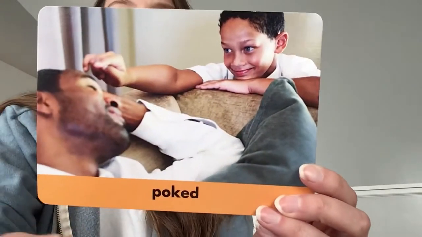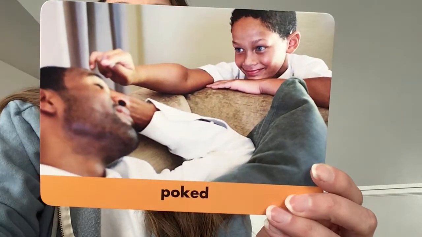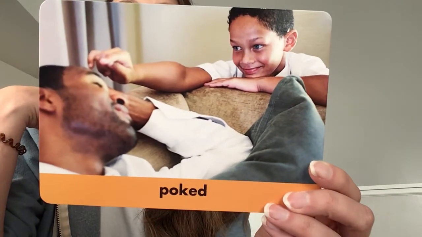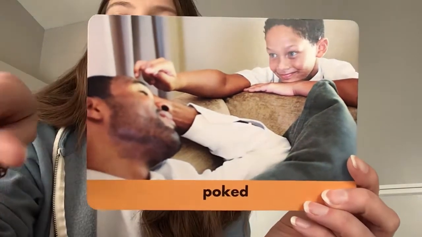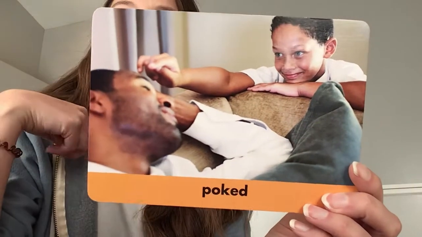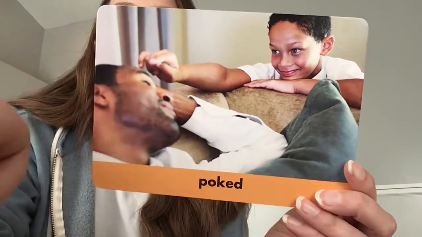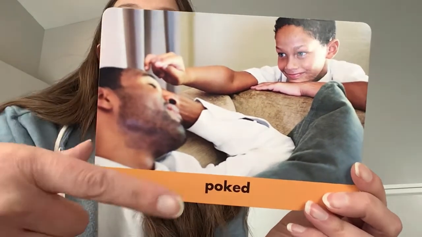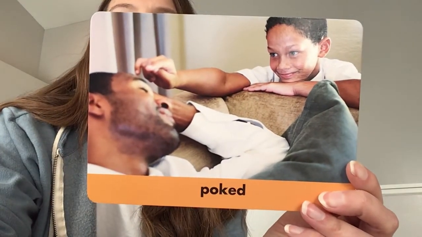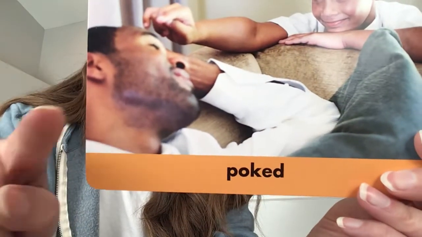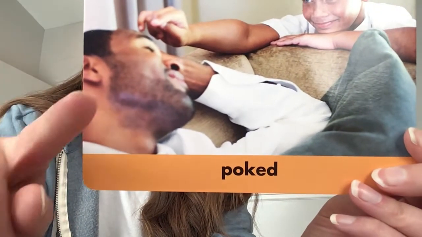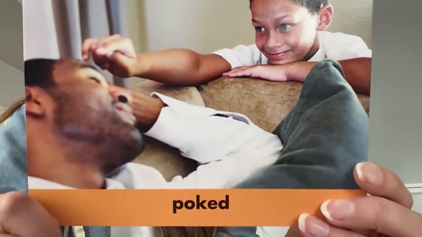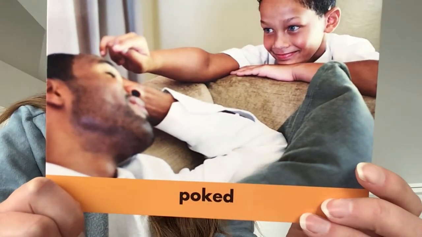The boy here poked his father gently to wake him. Poked means pushed with force against someone or something. Jabbed. Poke, poke, poked. It also means that you've pushed with your finger. Say the word poked. Great. Let's spell it. P-O-K-E-D. Poked. Steve poked holes in his clay art to make a nice design.